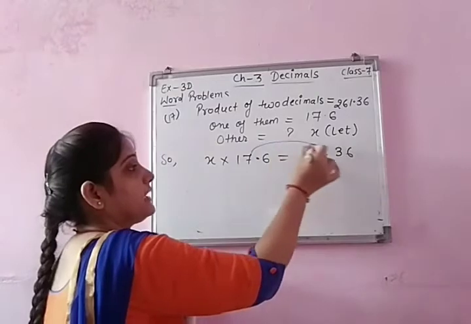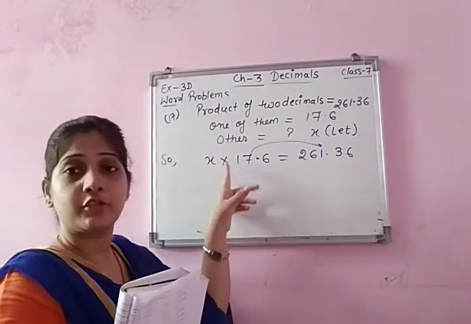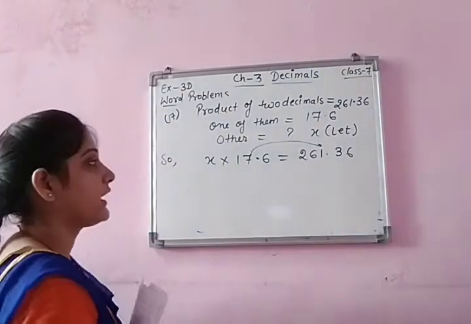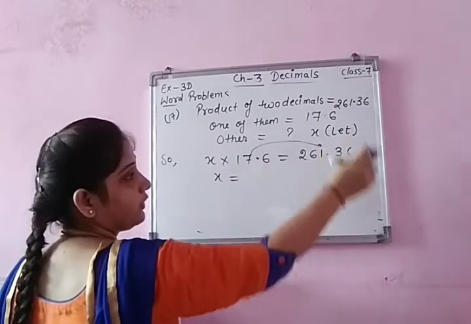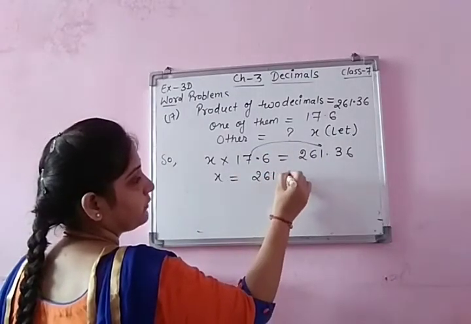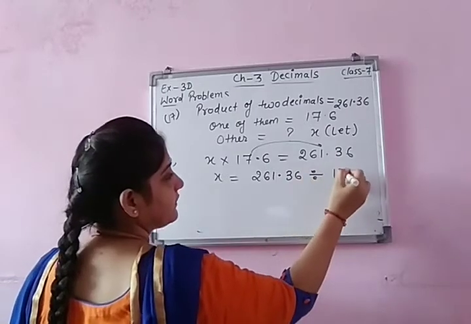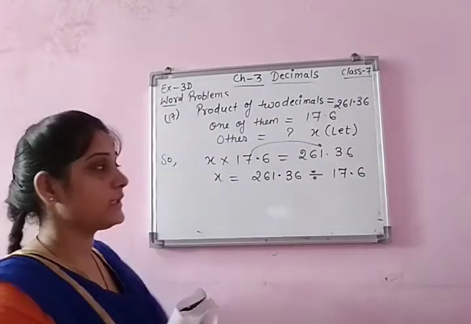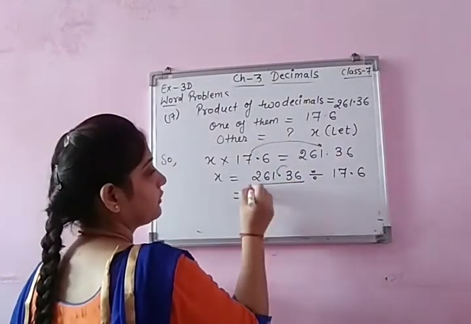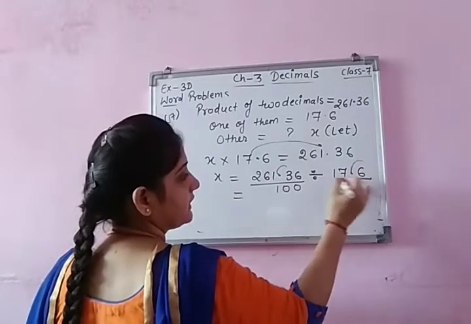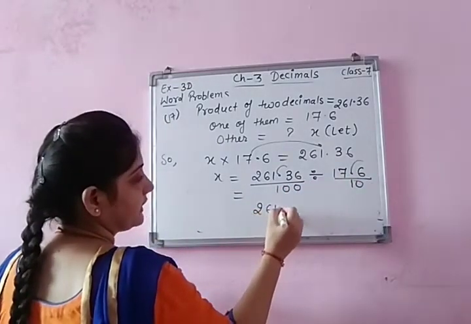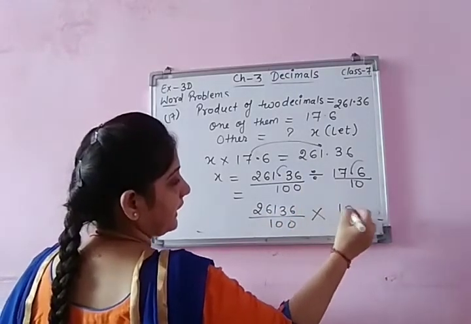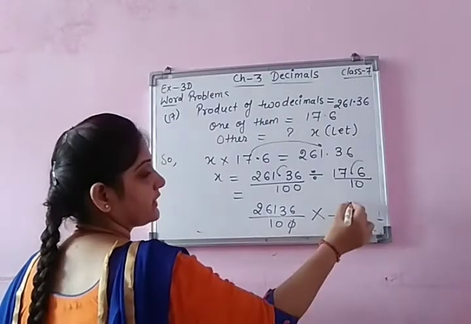Now, I want to find the value of x. So, I need to shift this number to the other side. It is in multiplication, so when it changes its position, its sign will also change. The transposition method. So, 17.6 goes in divide. 261.36 divided by 17.6. Now we all know how to solve this. Everyone knows. Convert it into fraction. So it will give me 100. This is 10. 26136 divided by 100, convert divide to multiply. 10 upon 176. 0 is cancelled by 0.